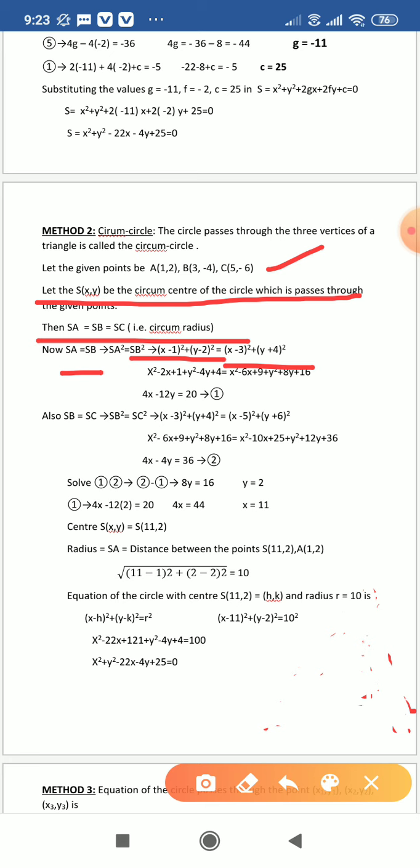Now (x minus 1) whole square, a minus b whole square, is x square minus 2x plus 1. (y minus 2) whole square, also a minus b whole square, is y square minus 4y plus 4, equal to again (x minus 3) whole square: x square minus 6x plus 9. (y plus 4) whole square is a plus b whole square: y square plus 8y plus 16.